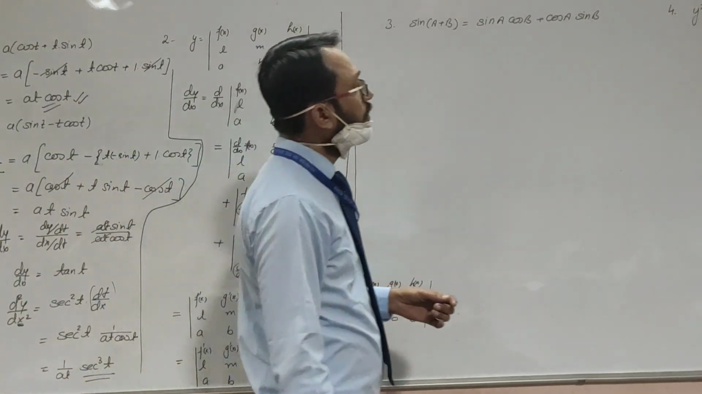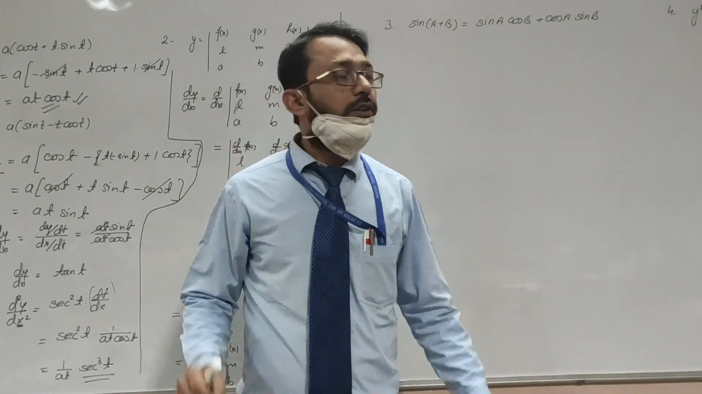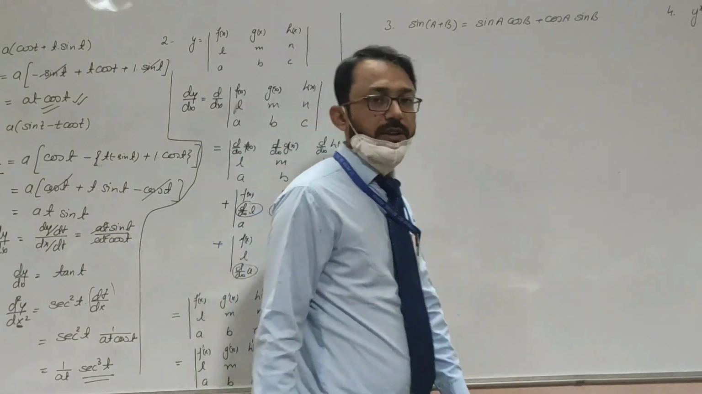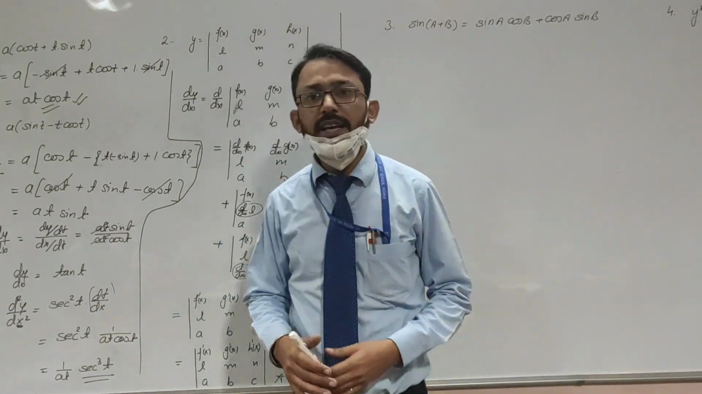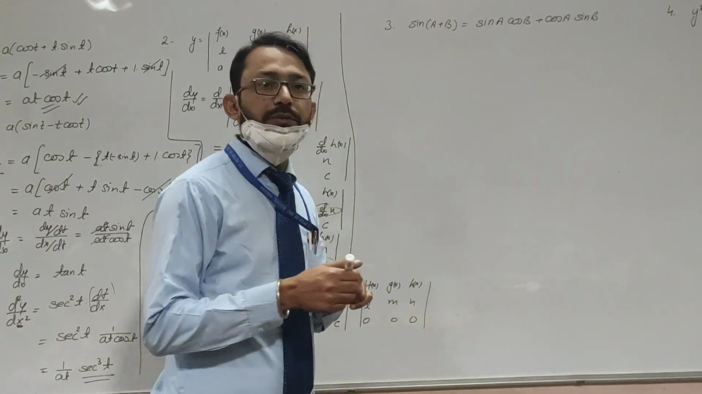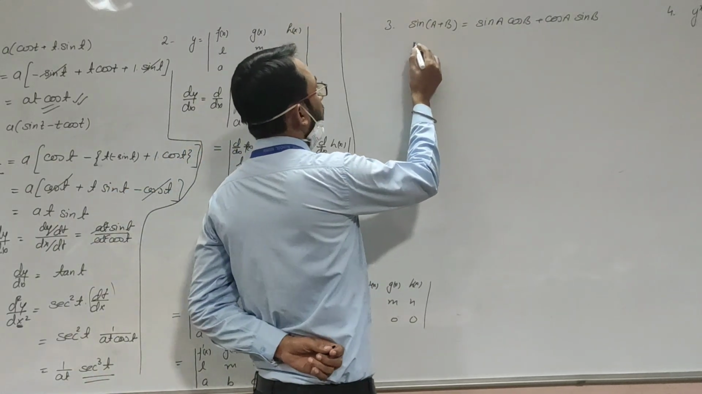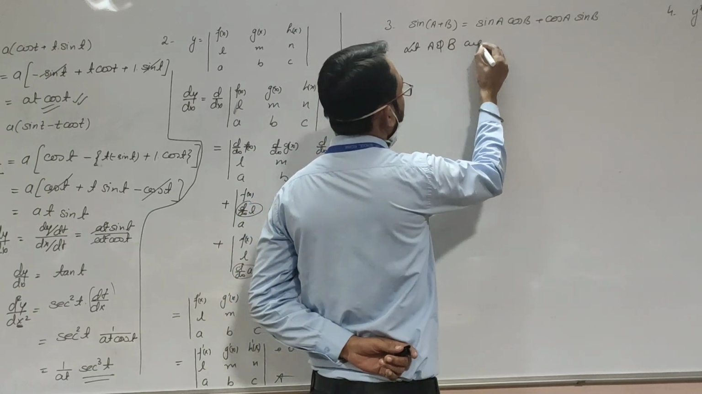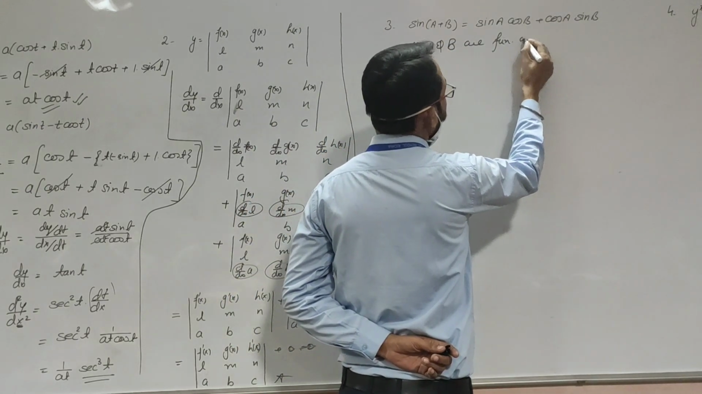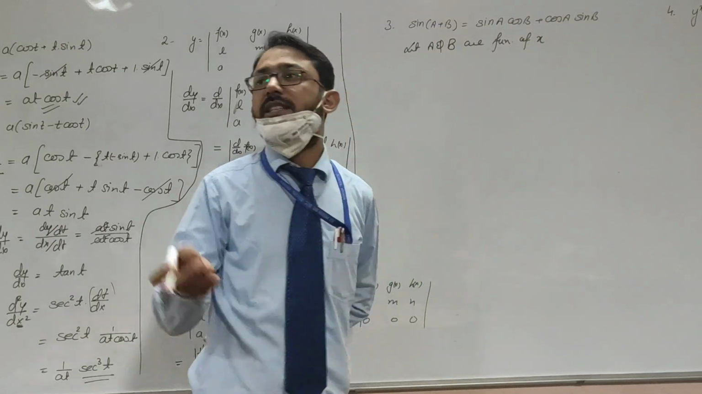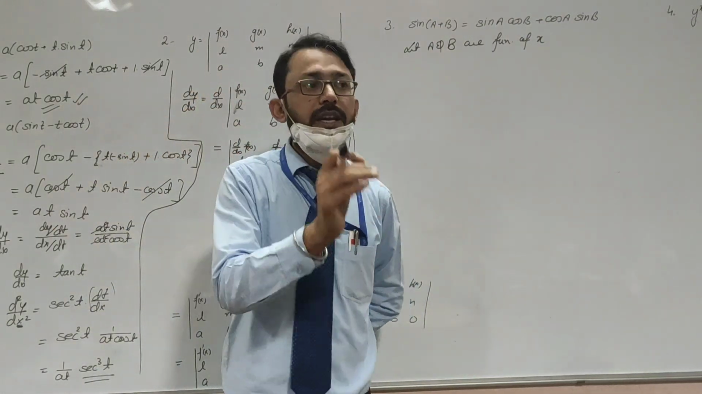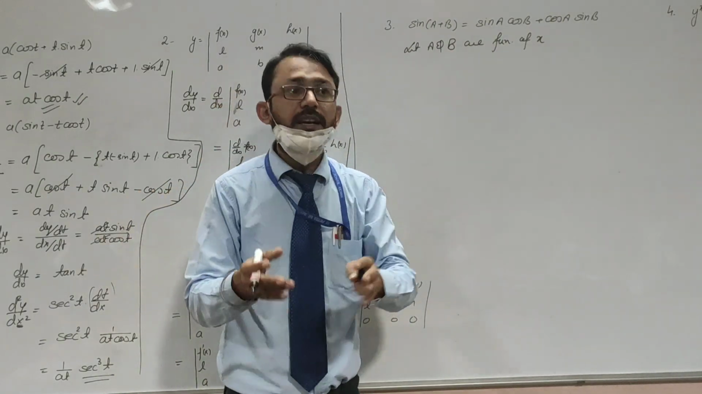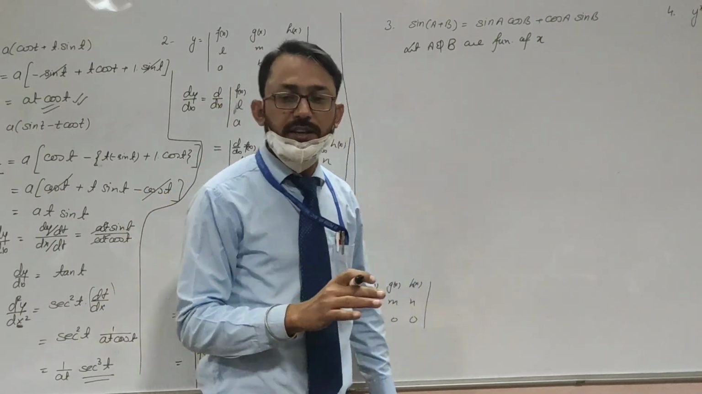Now we are going to find cos(A+B), whereas we have been given the formula sin(A+B) = sin A cos B + cos A sin B. So what we have to do is suppose A and B are functions of x. This is our assumption. Maybe it could be or not. Otherwise, A and B will be constant angles, and the differentiation will be 0.